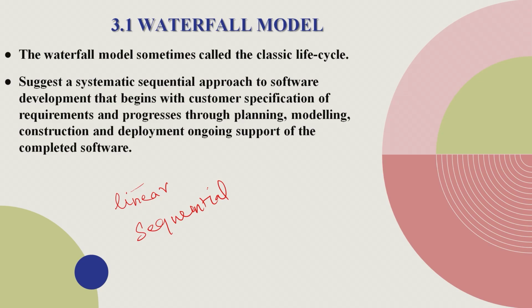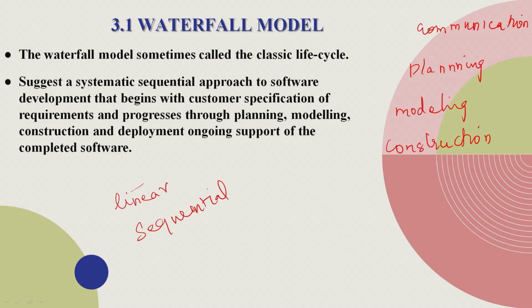So before getting into the second point, I will tell you there are 5 types of framework activities, that is communication, planning, modeling, construction, deployment. So these are the 5 types of framework activities which should be known to proceed with the further process model. The first part is communication, second part is planning, the third part is modeling, construction and deployment.